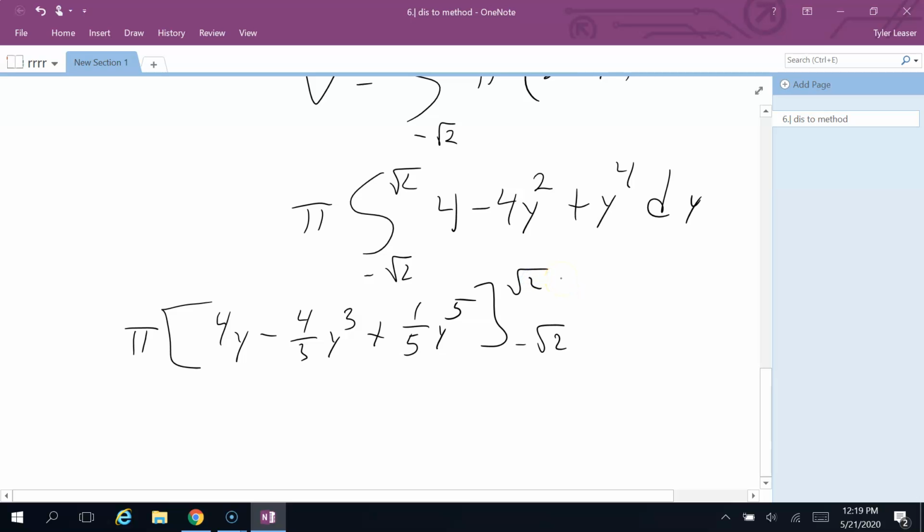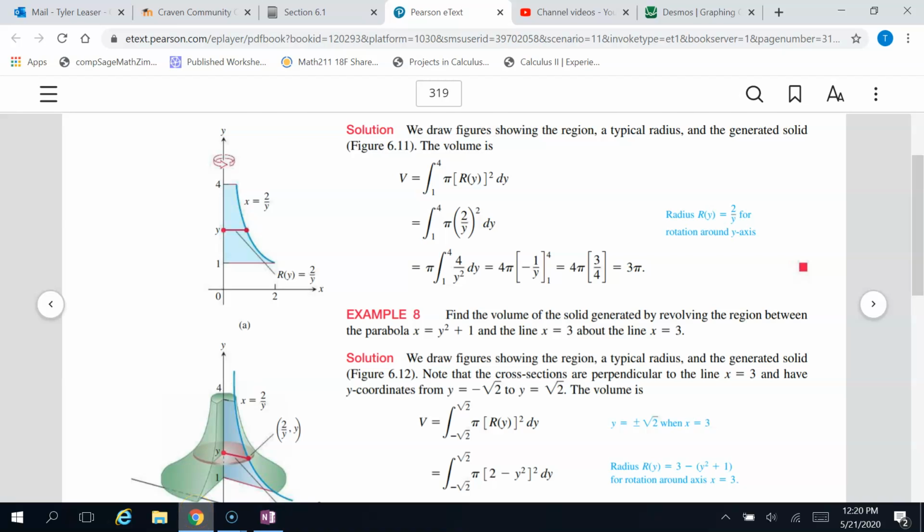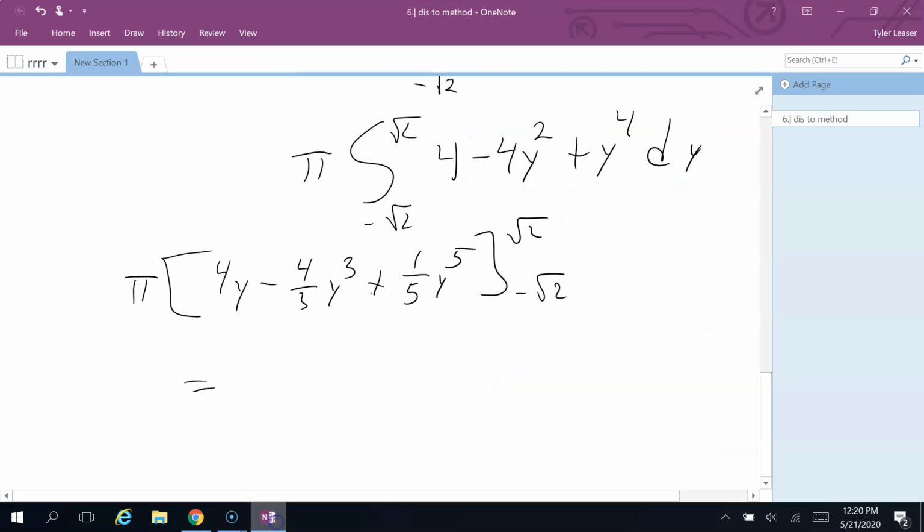I definitely don't feel like typing all this into my calculator and fiddling with it. I hope everybody is okay with that. Now that you're in Calc 2, you can plug numbers into all of this stuff and simplify it all down. So just to get the final answer from the book here, it is this awful looking thing, 64 pi root 2 over 15.